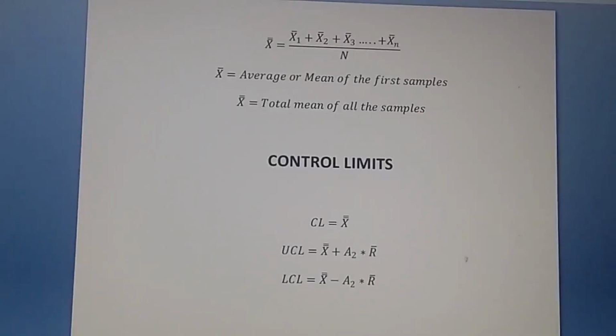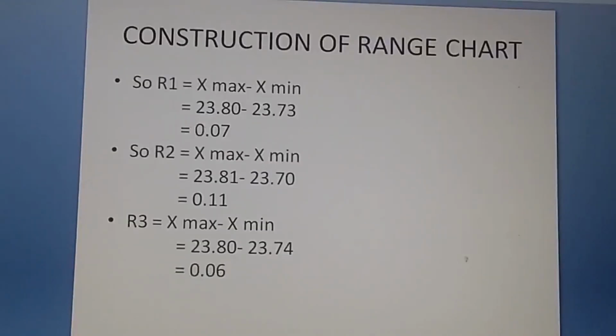So we will construct and plot the range chart, or determine the control limits of the range chart, first. After that we will proceed to the X bar chart. Okay, so let us find out the mean sample range, the mean of the sample range collected. So, construction of the range chart first.